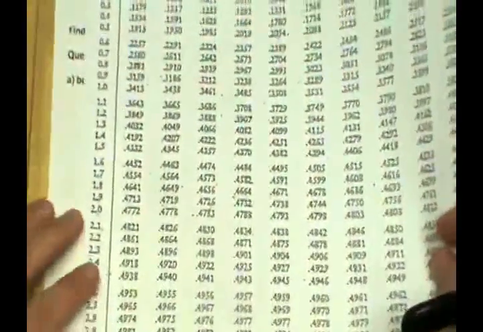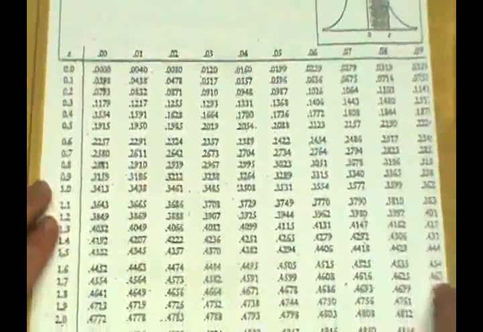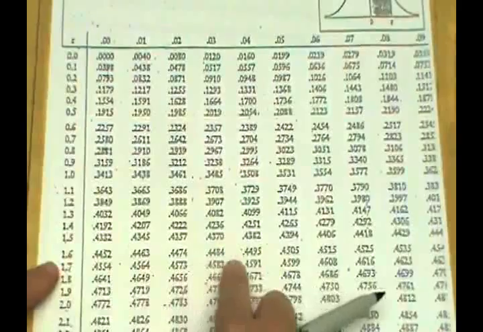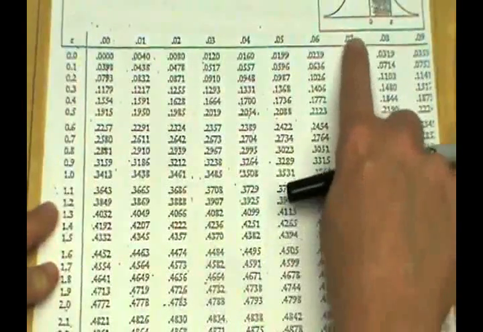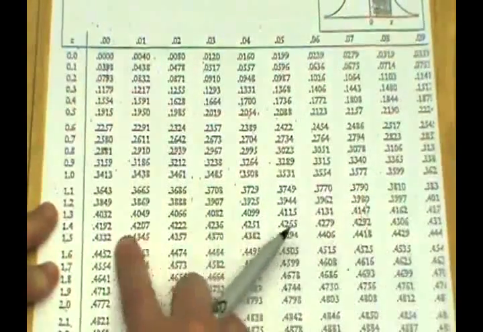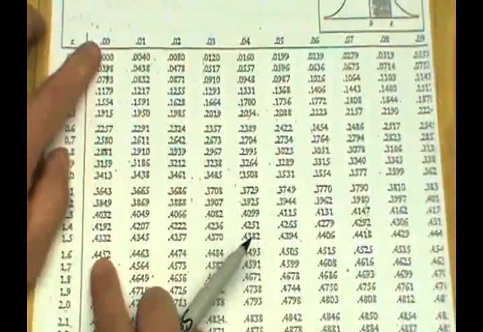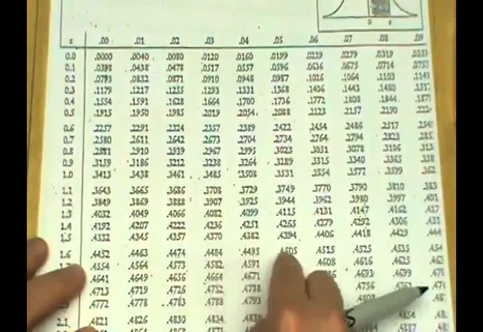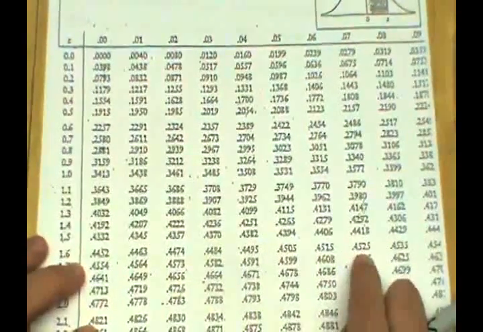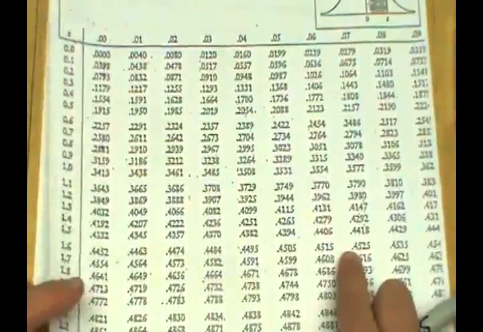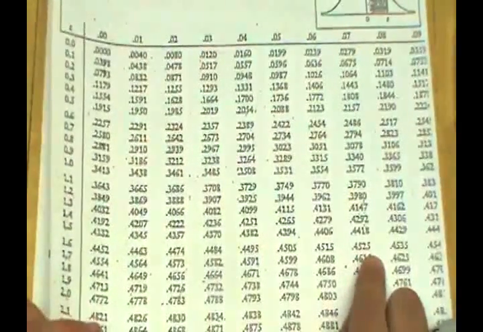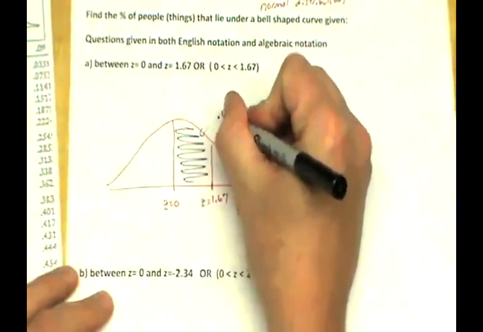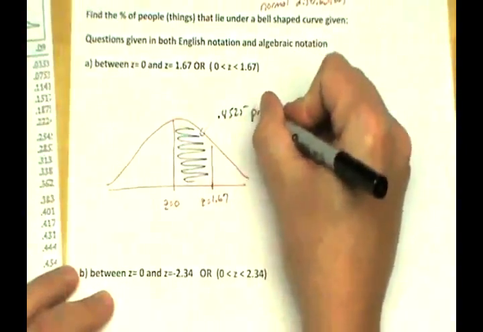So on the left-hand side, we're going to look up 1.6, and then we're going to scoot over for the second decimal, and you'll notice that we're going underneath the 7. There's 1.67. So this would be 1.6. If you notice up here, that's 0, so this would be 1.60, 1.61, 1.62, 1.63, 4, 5, 6, and that's 1.67. And we're getting back 0.4525. So we're going to go back to our question. And here is 0.4525. That's the probability.